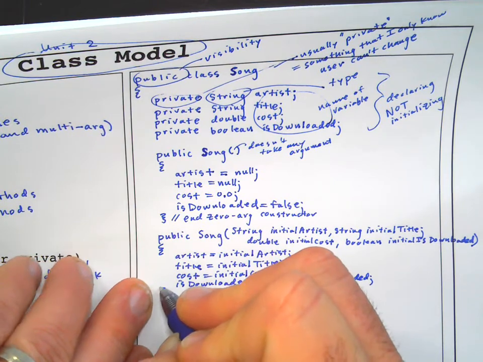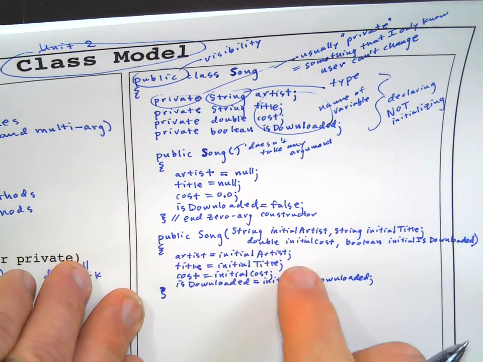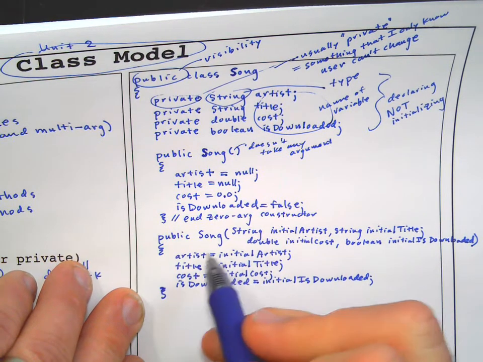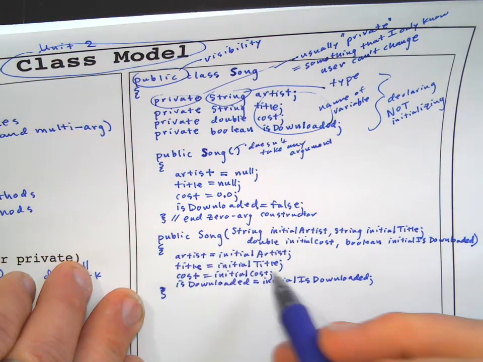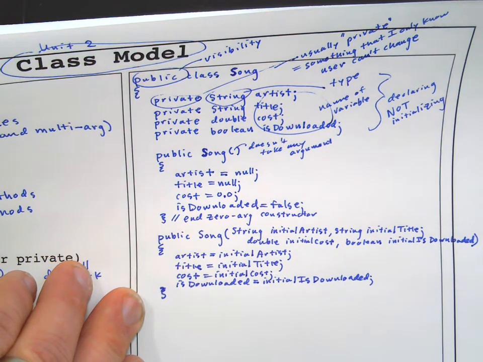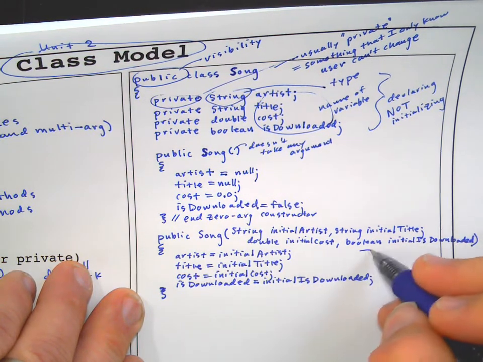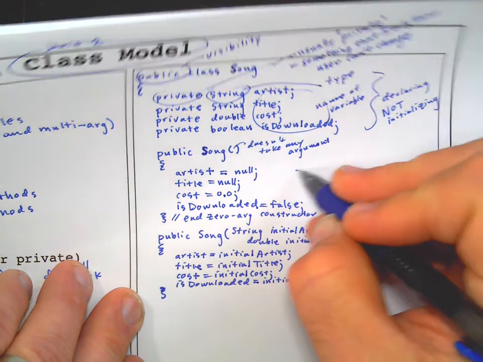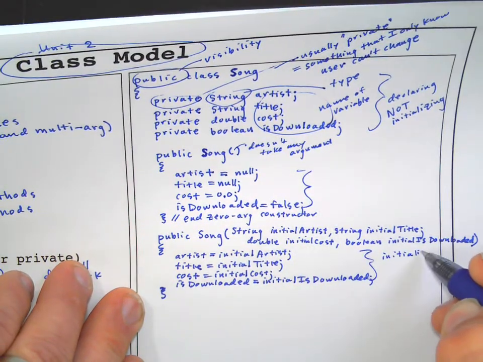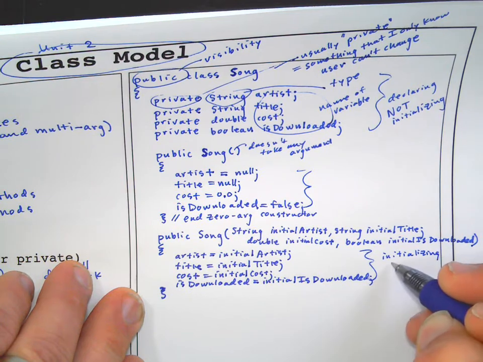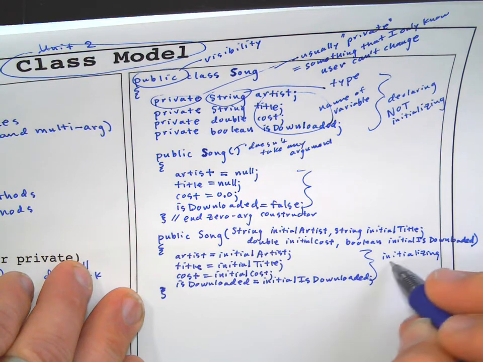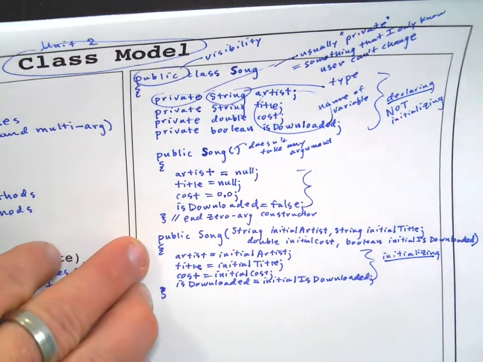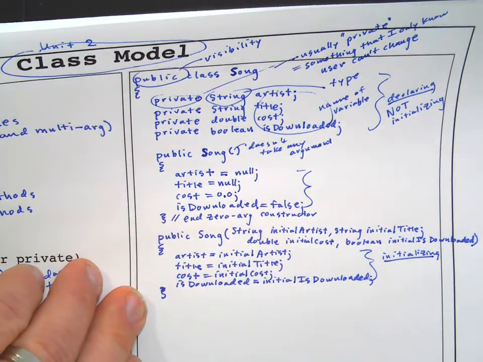Now the order of these statements matters. If you do it the other way, if you say initialArtist equals artist, well, that's going to put the artist into initialArtist. Essentially what we're doing here is we're initializing, and even here, that's what we were doing. We were initializing the private instance variables. Up here, we were not initializing, we were just declaring. So this is where we actually give them their first value in the constructor.